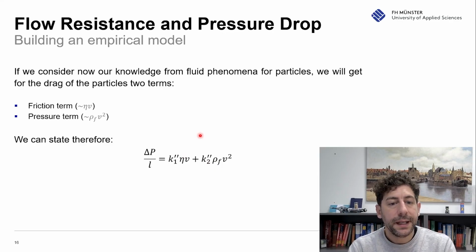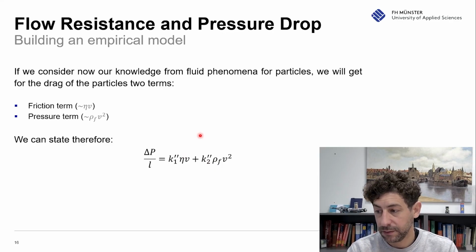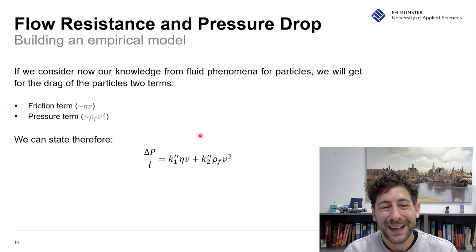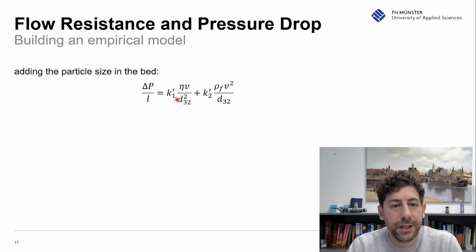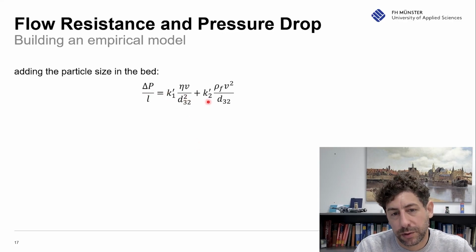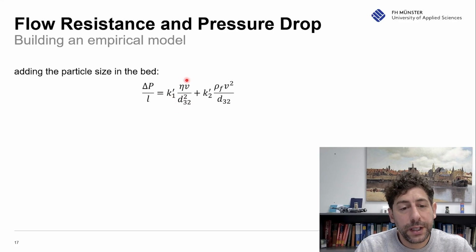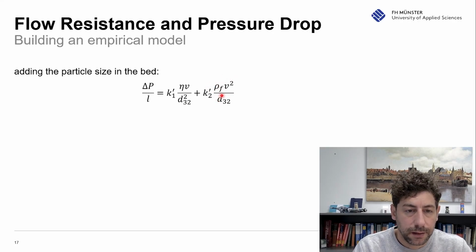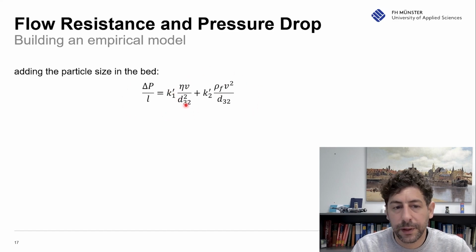Okay. And now we can include the size of the particle, because we agreed, or I don't know if you agree, but we said that delta P depends on the size of the particle. And this is the relation of delta P, and this is known also from experiments. So in the friction term, the relation is 1 divided by d square, and in the pressure term, the relation is 1 divided by d, and this we can add in the equation.